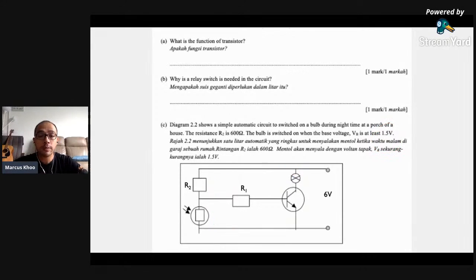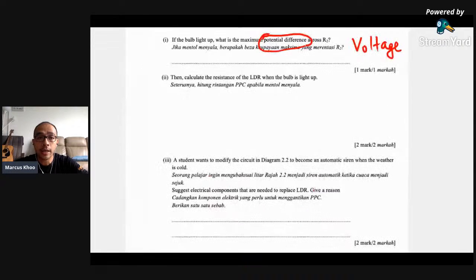So I'm going back to the question. Here is 1.5 volts. Apa ini? And because of that, this is 4.5, sebab 4.5 plus 1.5 equals 6. The potential difference is the same. Sama jauh lah. So what is the maximum potential difference across R? This will be 4.5 volts.